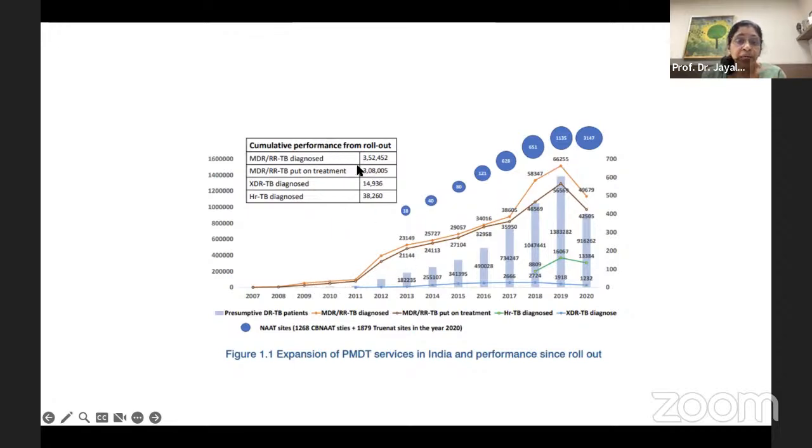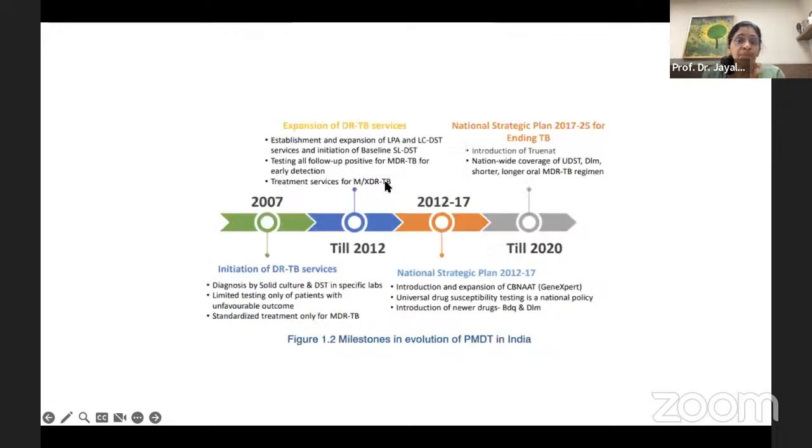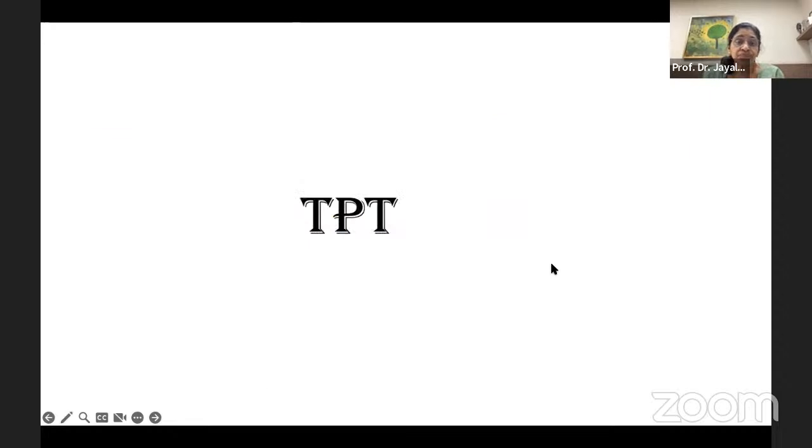And the number of TB cases diagnosed, that is the drug-resistant cases diagnosed itself, is 3.5 lakhs. And most of whom have been put on treatment. And there are also a number of XDR TB patients and isoniazid-resistant TB patients who have been diagnosed and put on treatment. So basically from 2007 up to 2012, there is the initiation of DRTB services, then there is the expansion of DRTB services and the National Strategic Plan for Ending Tuberculosis.